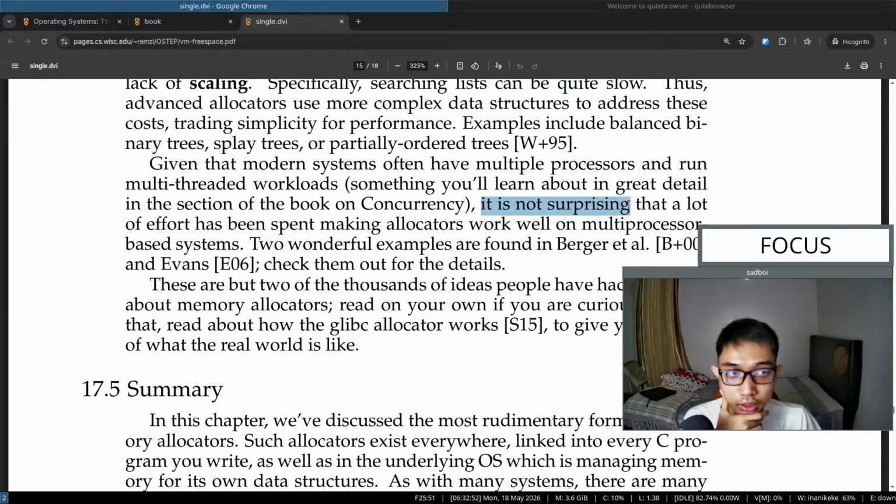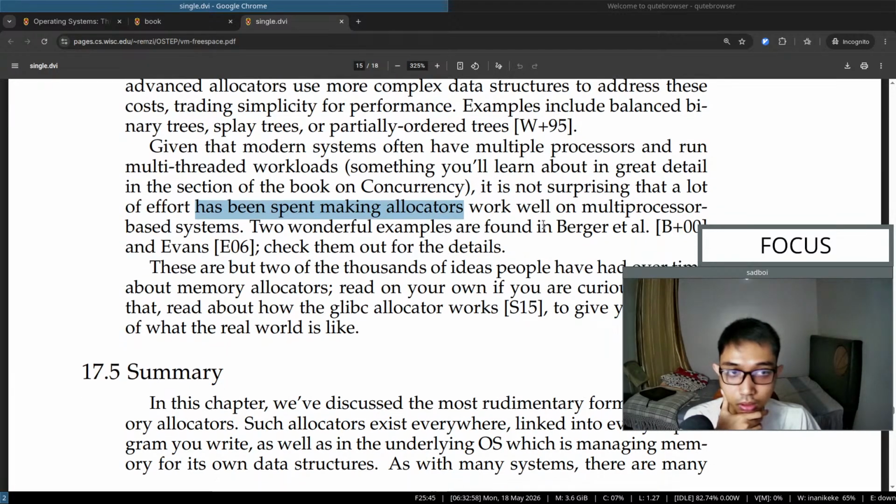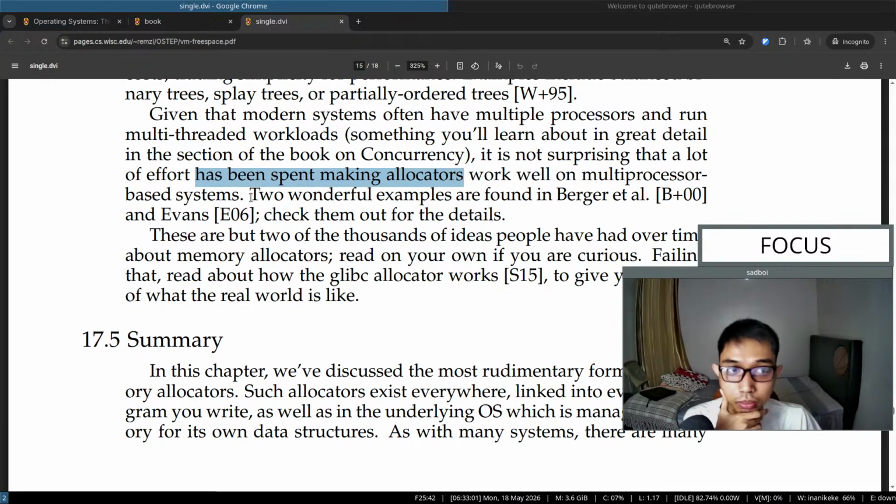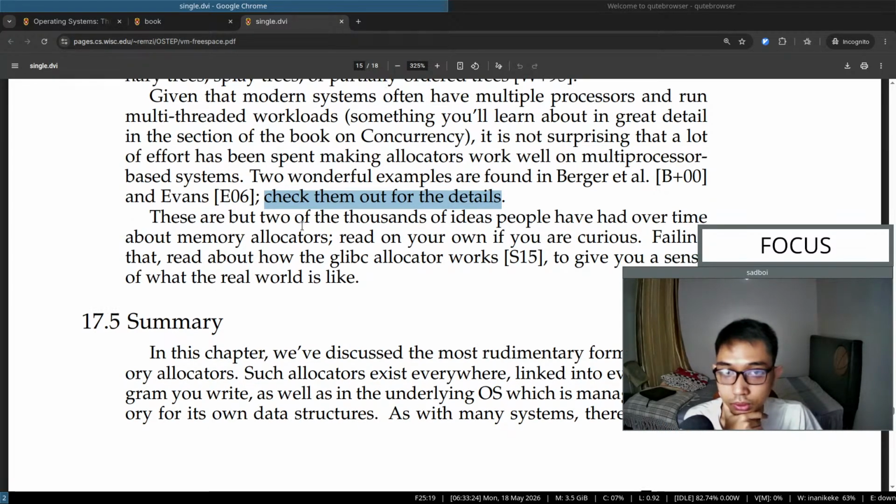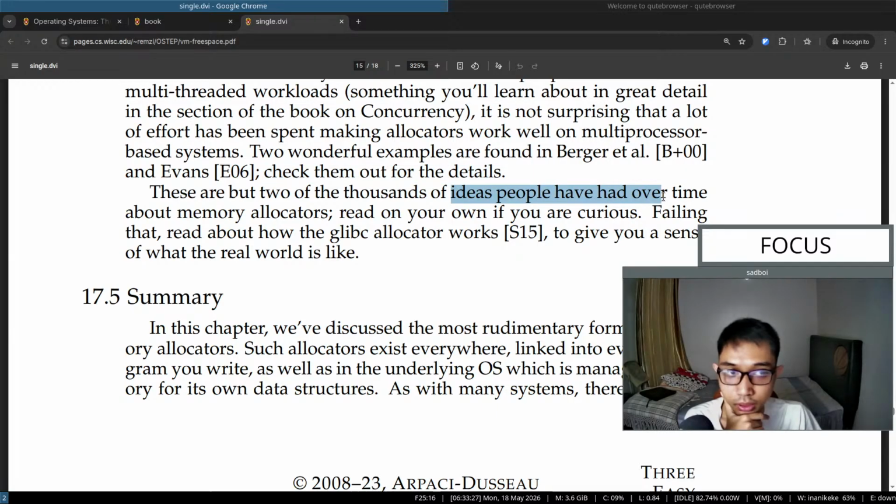It is not surprising that a lot of effort has been spent making allocators work well on multiprocessor-based systems. Two wonderful examples are found in Berger et al. and Evans. Check them out for details. These are but two of the thousands of ideas people have had over time about memory allocators. Read on your own if you are curious.